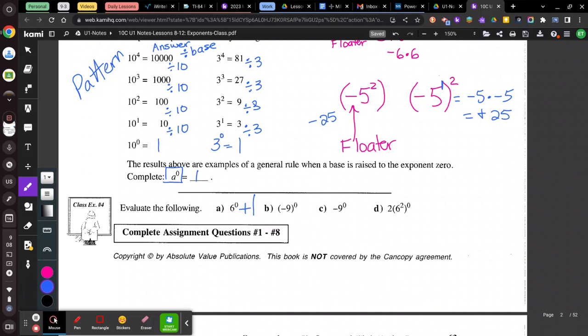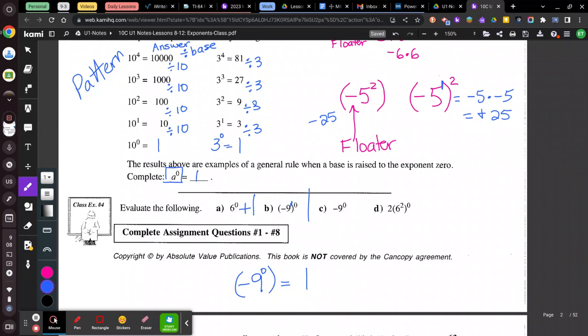B, negative base or floater? Negative base. Good, because I have a hidden 1 in there. So if it's a negative base, my answer is going to be positive 1. Okay, it's not going to be a negative 1. It's going to be positive 1. And now you're wondering why. Well, it's exponent 0. Everything disappears and becomes a 1. But why would a negative base give me equal to a 1?